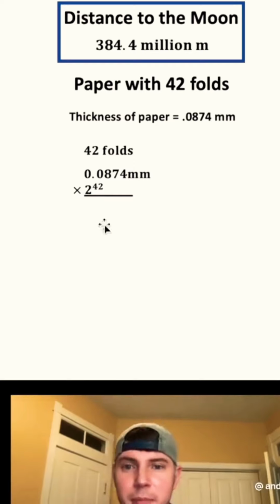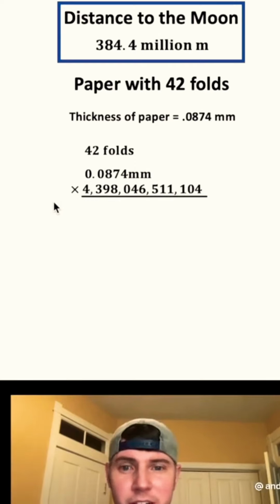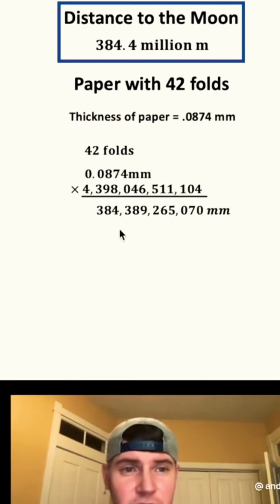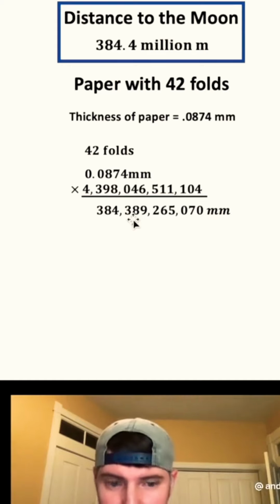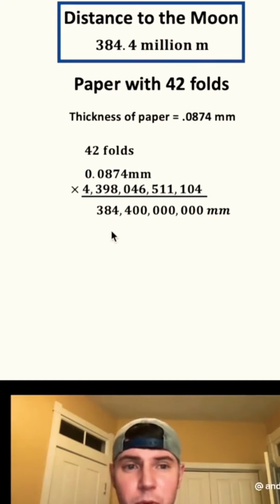Now if we have 42 folds, that'd be multiplied by 2 to the 42nd power. So this very large number right here. After we multiply these, we get this other very large number. This multiplication has introduced extra precision that does not exist. So I'm going to cut it at 4 figures. So this 3 will round up to a 4, and the rest of the stuff is just going to be zeros. So now we have 384,400,000,000 millimeters.